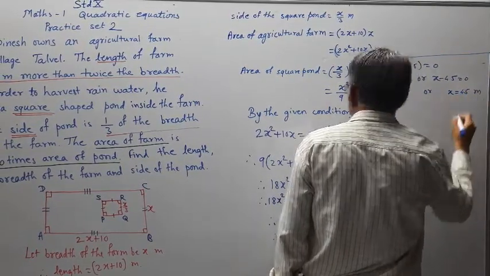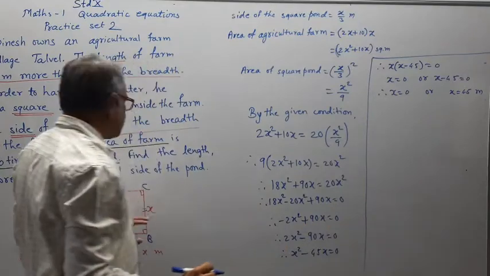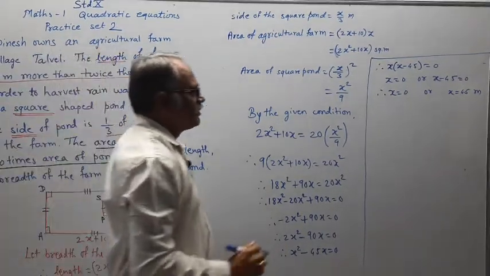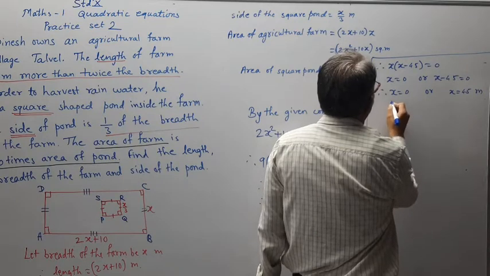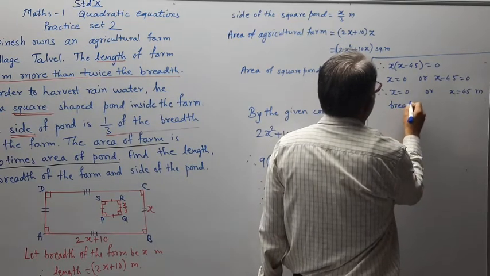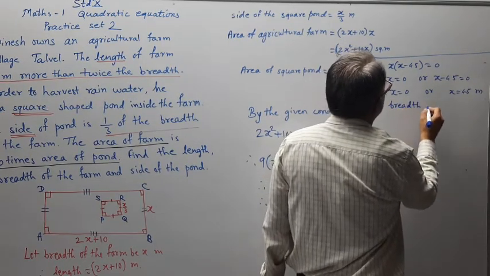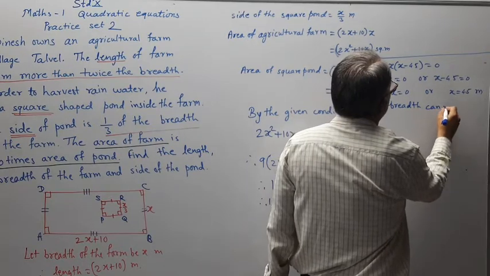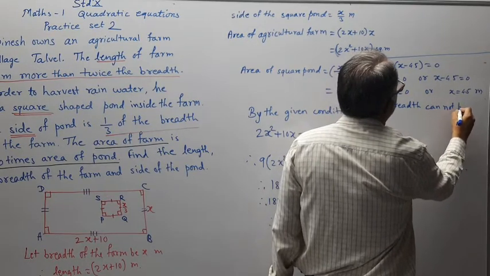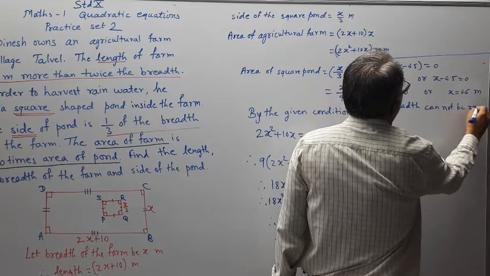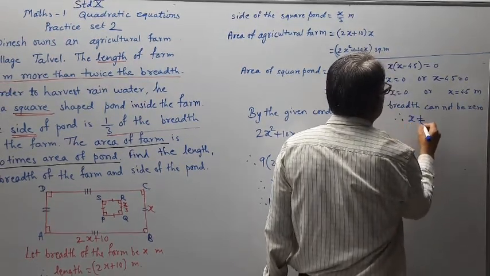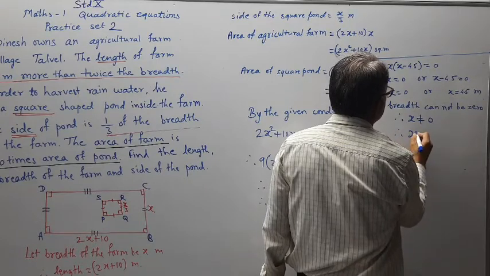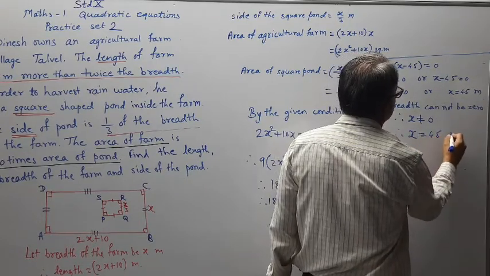Now what is x? X is the breadth of the rectangle. So the breadth cannot be negative and cannot be 0 also. If it is 0, it will be a point, it cannot be a side. Therefore, x is not equal to 0. Therefore, x is 45 meter.